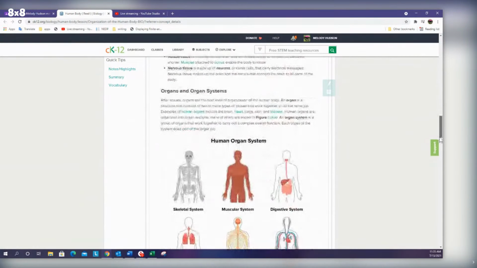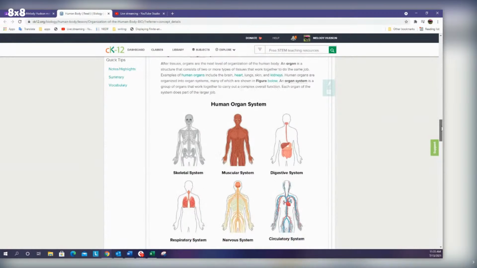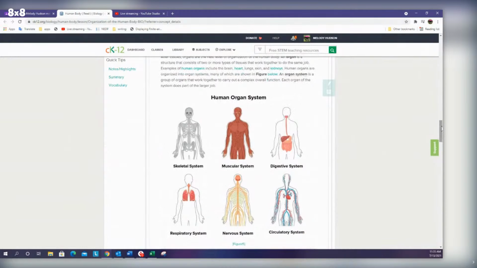Then we have organs and organ systems. Remember, an organ is two or more types of tissues that work together to do the same job, such as your brain, your heart, your lungs, your skin, which is an organ, and your kidneys. Human organs are divided into organ systems, which are groups of organs that come together to carry out a complex function. Each organ of the system does part of the larger job.